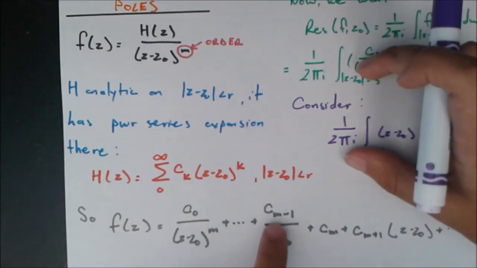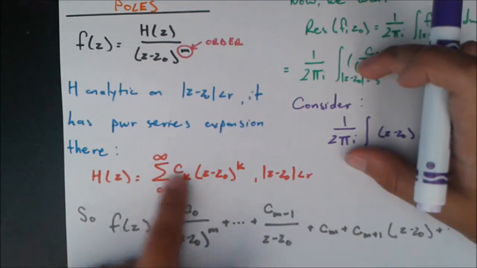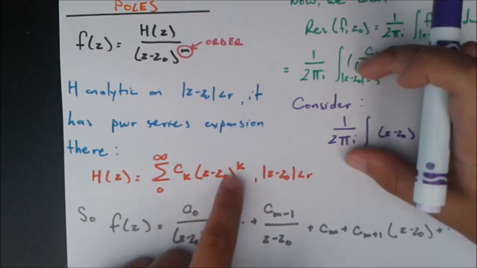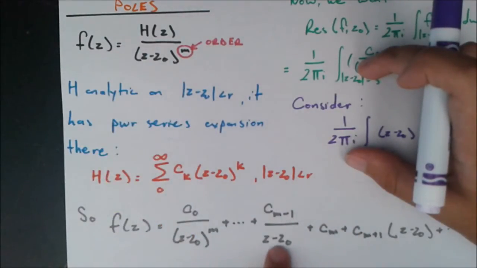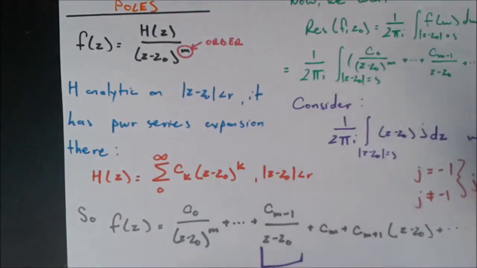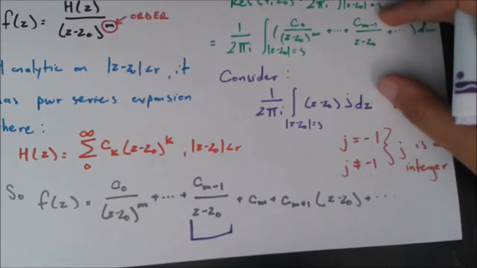And then we go on, what's the m minus first term? It's going to be c sub m minus 1, (z minus z0) to the m minus 1, divided by (z minus z0) to the power of m. So we're just going to have a single z minus z0 in the denominator here. And this term is going to turn out to be very important in just a second. And then we just have the rest of the terms.